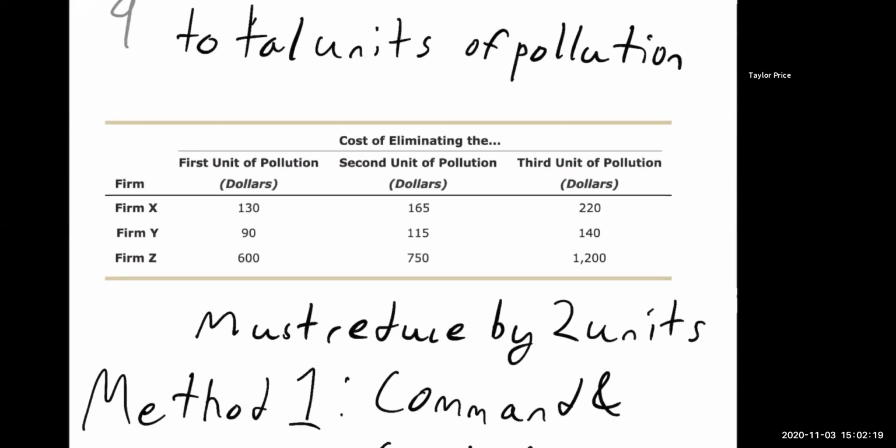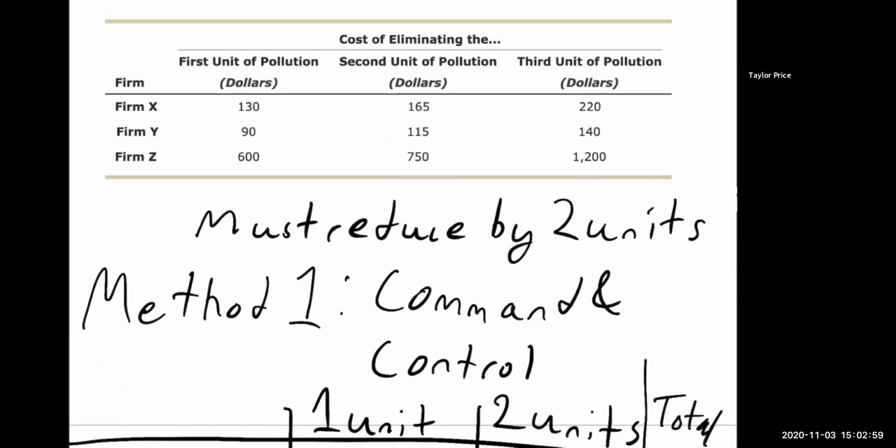Then you're given this table here, which tells you the cost of pollution reduction for each unit of pollution. In this instance, it costs firm X $130 to reduce pollution by 1 unit. It costs them $165 to reduce pollution by 2 units. And for firm X, it costs them $220 to reduce pollution by 3 units. Okay, so then we're told for the first method that every single firm must reduce pollution by 2 units. So everyone's going to have to reduce the first and the second unit of pollution. So what's that going to look like?